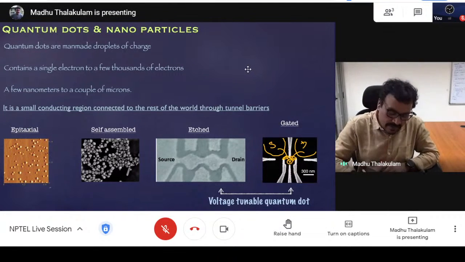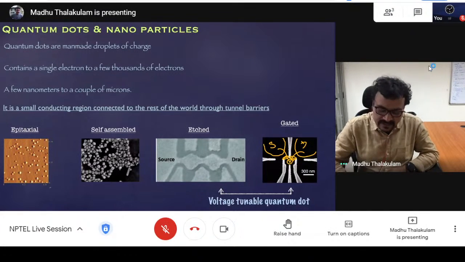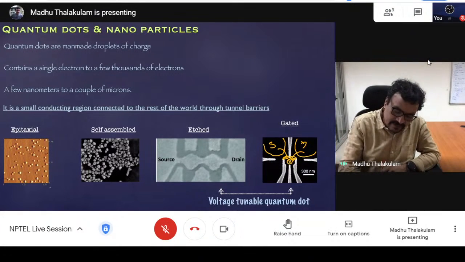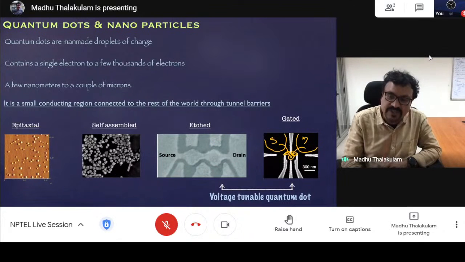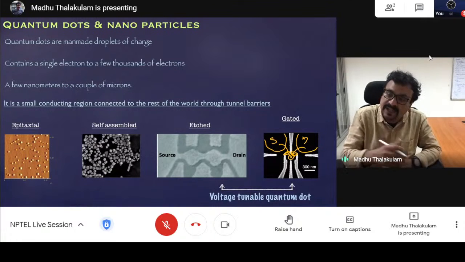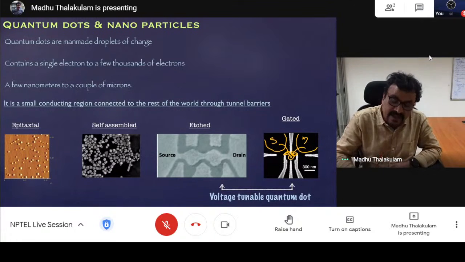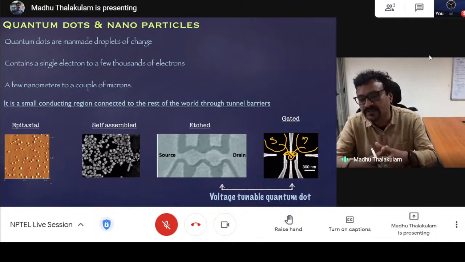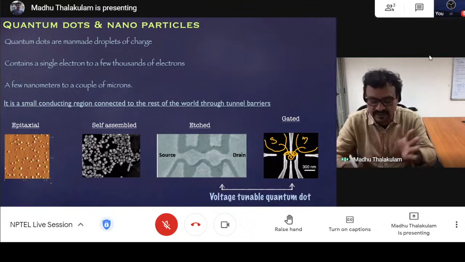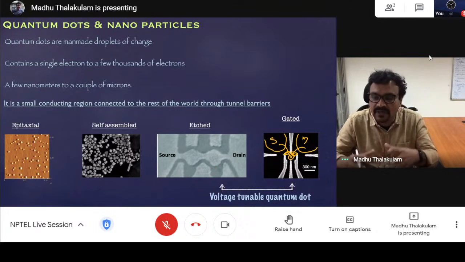The good part of these two designs is that, as you can see, there are also small conducting regions here. You can apply voltages to these regions. These are called gates, and they control the electrostatics, the size of the dot, and the number of electrons. So these are completely controllable quantum dots.